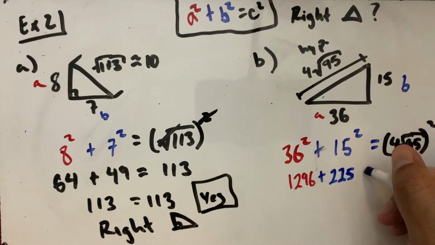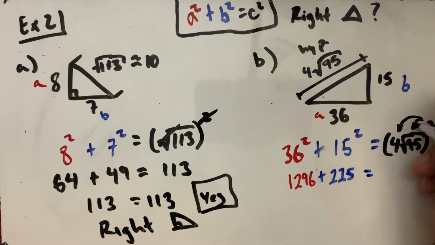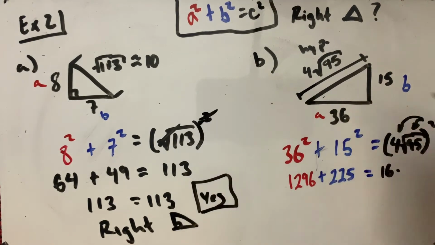Now, if you wanted to put this right here in a calculator, you distribute the 2, so it applies to both the 4 and the square root of 95. So the square of 4 is going to be 16 times the square root of 95 squared. Again, like I said over here, the square root cancels with the square. So it's going to be 16 times 95. And then we go from there.